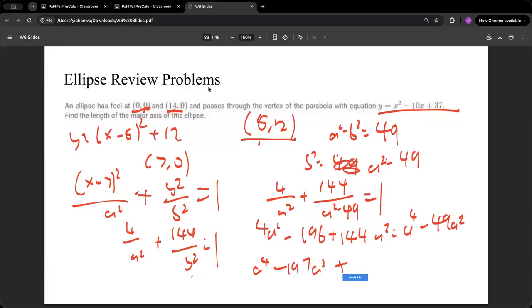a to the fourth minus 197 a squared plus 196 is equal to 0. That means that a squared is equal to 1, or a squared is equal to 196. So that means that a is equal to 1 or 14. We want a to be positive.